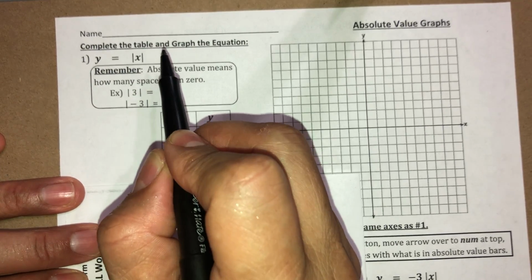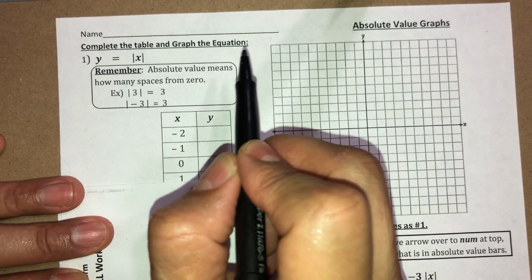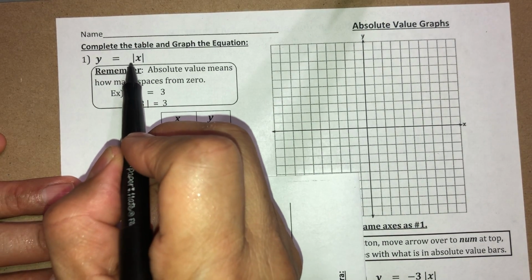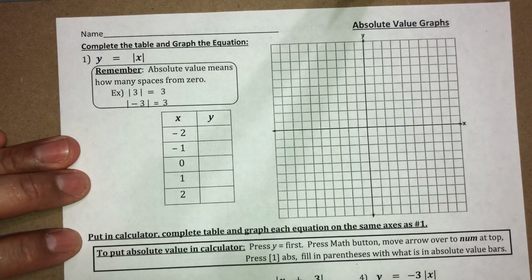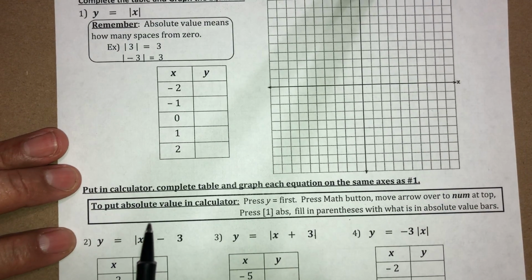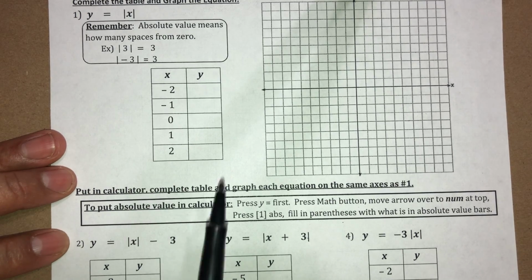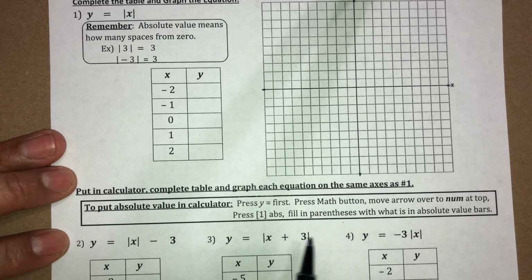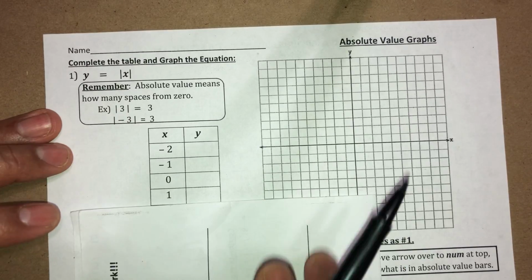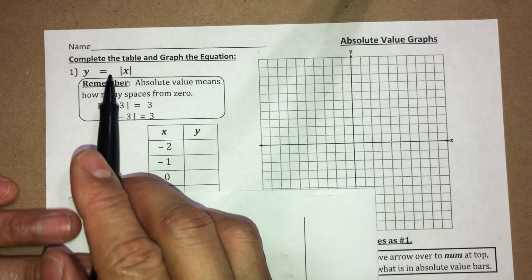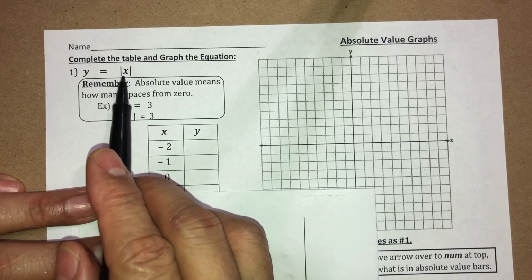So when we graph absolute values in the calculators, make sure we know we use the bars, and I'm going to show you how. By the way, all the instructions on how to use it in the calculator is right here. So remember, first of all, we're going to do this without the calculator, then we're going to do it with the calculator. But when I go over the instructions or the steps, use this information right here. Please read. So look, absolute values are represented by these bars with the X.